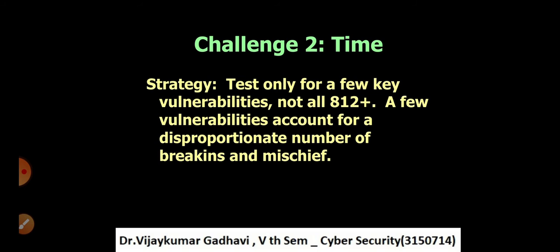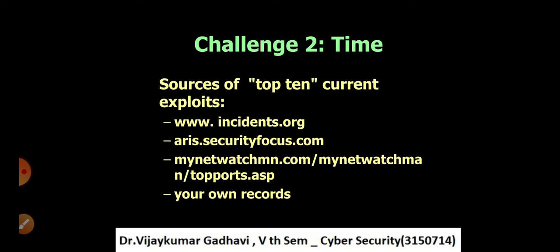Strategy: test only for a few key vulnerabilities, not all 812 plus. A few vulnerabilities account for a disproportionate number of breaking and mischief. The sources of top 10 current exploits are incidents.org, aris.securityfocus.com, and mynetworkwatch.com. Your own records are also important to identify the exploitations.